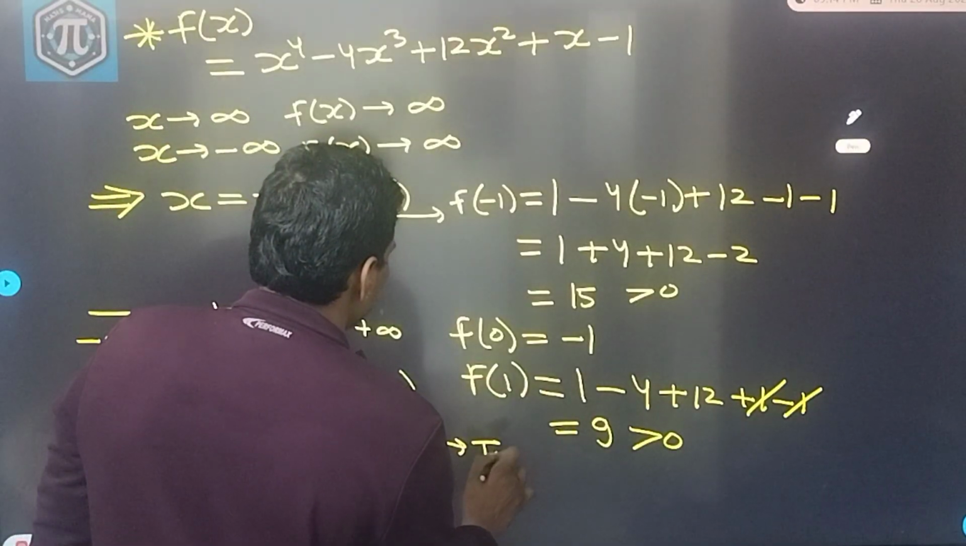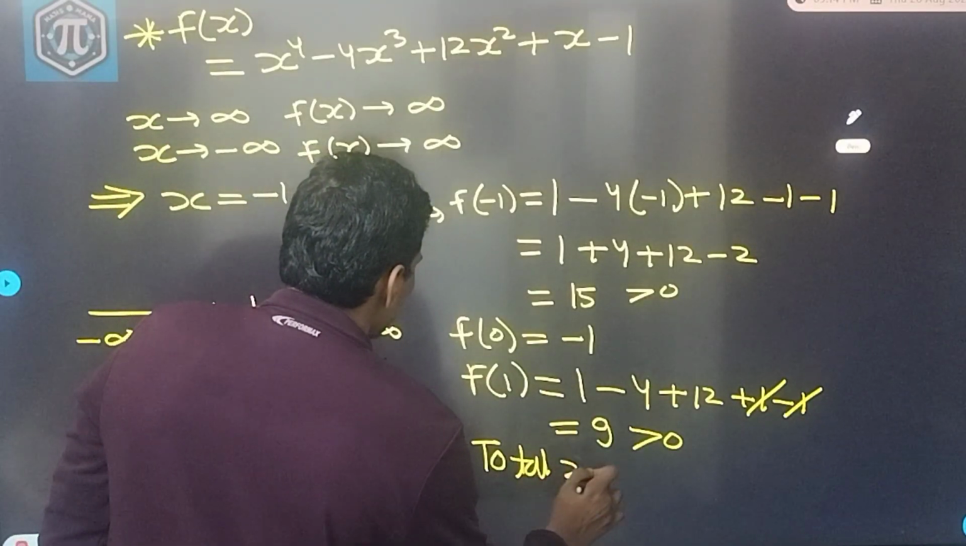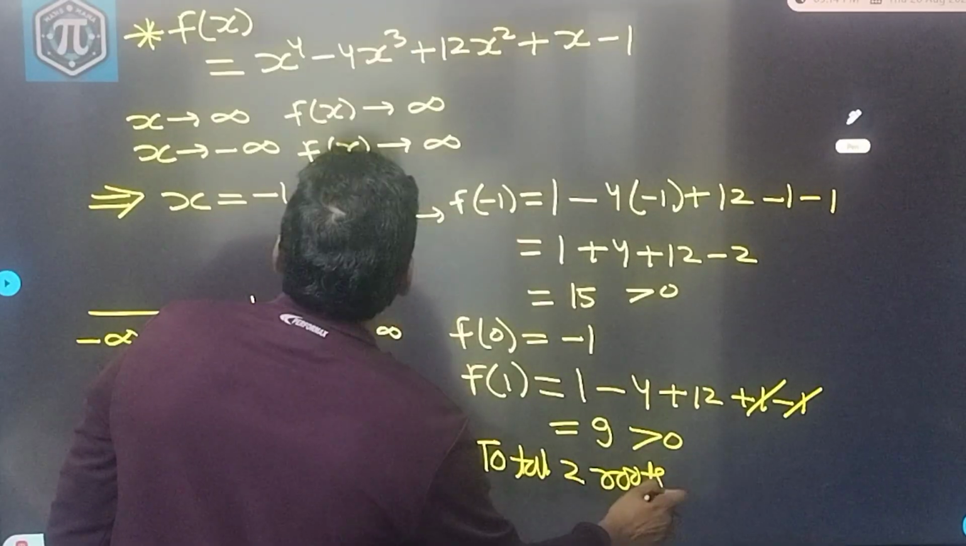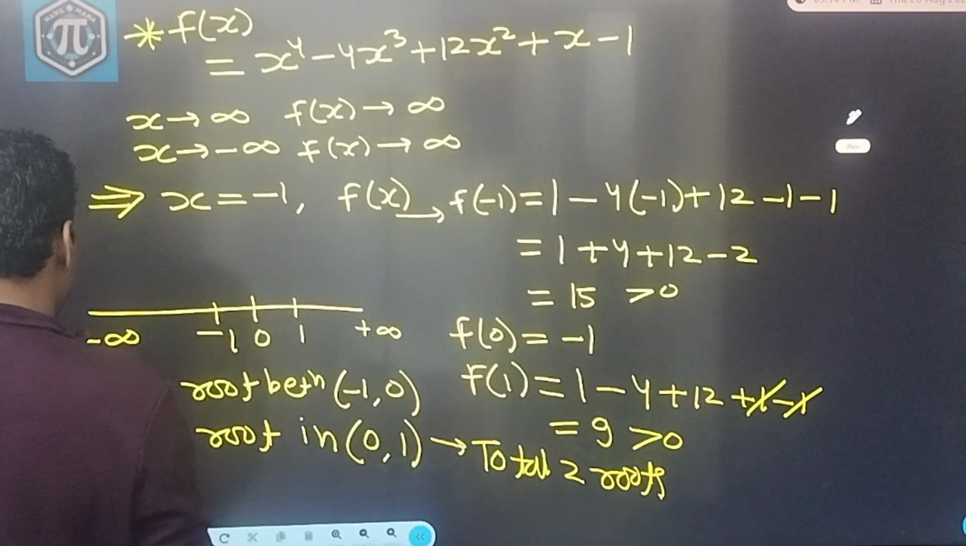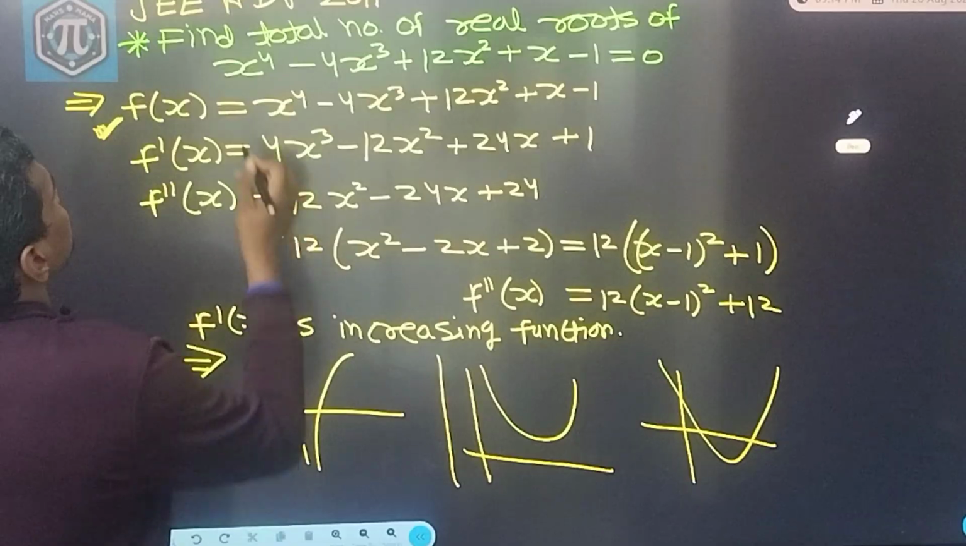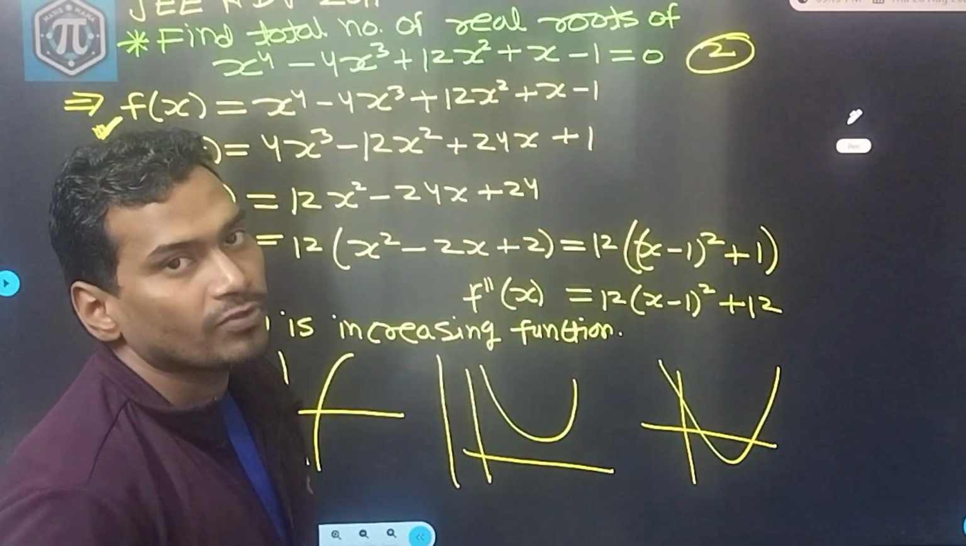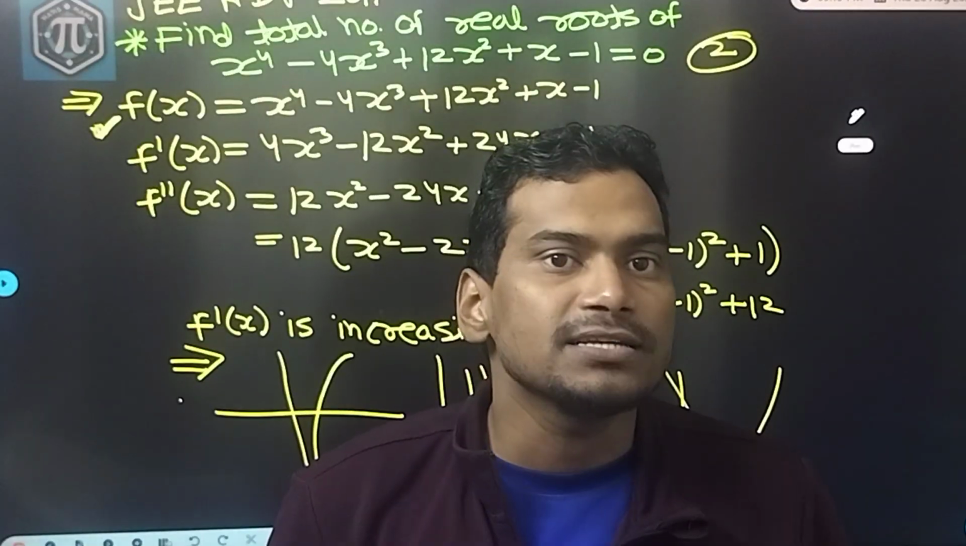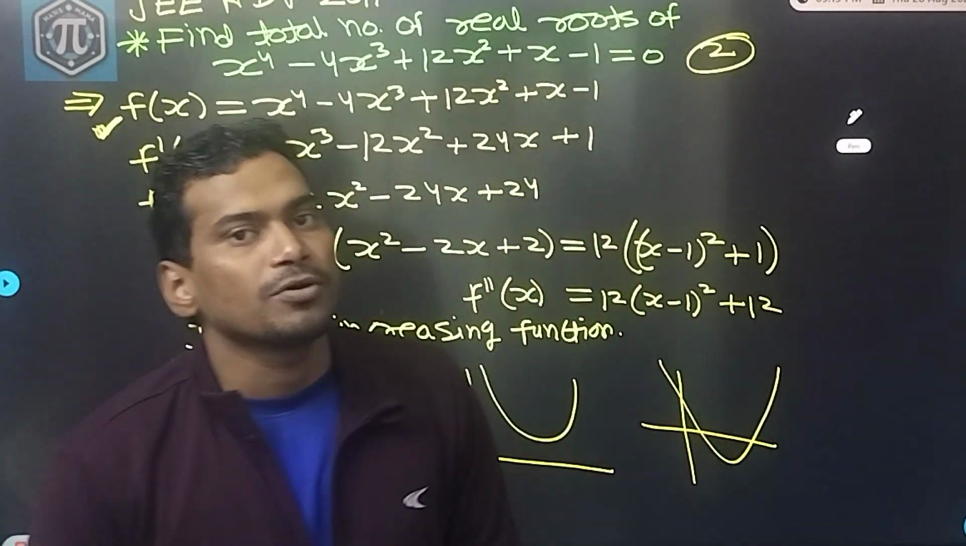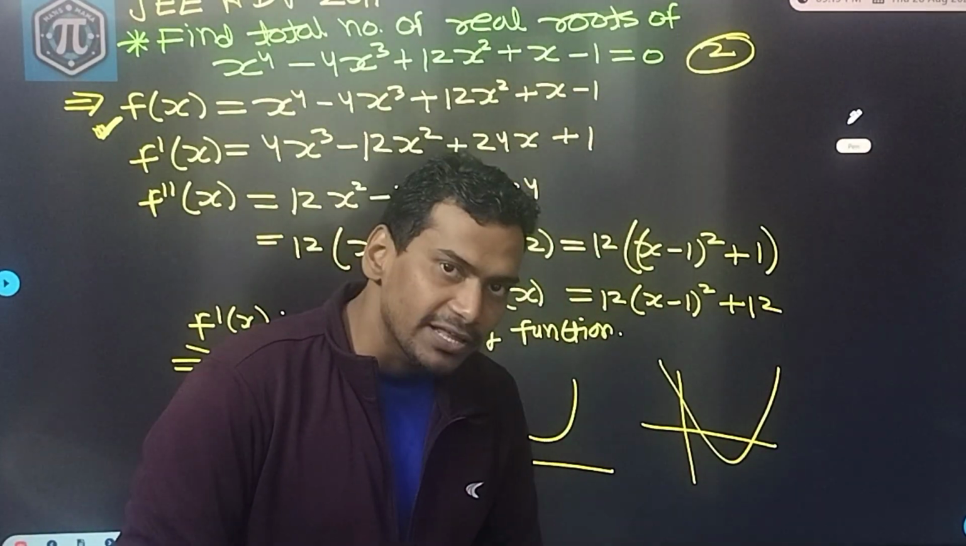That means total 2 roots. Our answer of this question is 2 roots. 2 is the answer. Okay. This is how we are finding total number of real roots using the application of derivative.